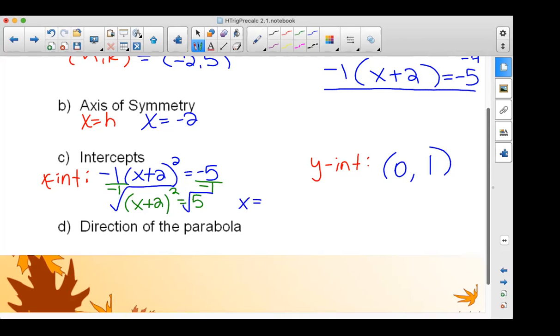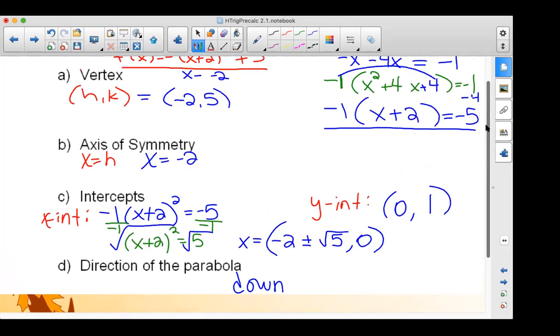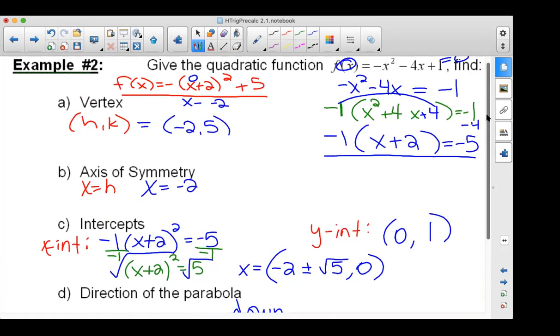So Noah, my x-intercept would be at -2 plus or minus the square root of 5. And to make it an intercept, I'm going to put a 0 around it and make it a point, an ordered pair. Does the graph go up or down? What do you think, Noah? Down. And that's because there's a negative in front of my x squared, or a negative in front of the parentheses.